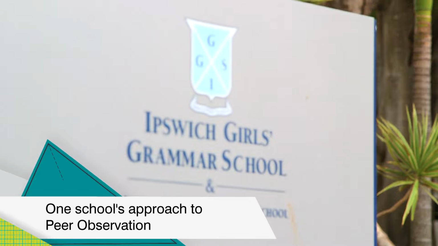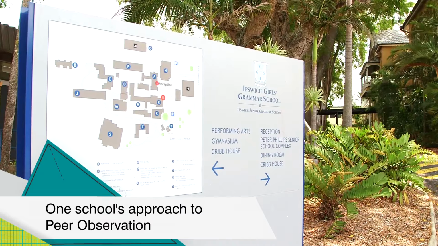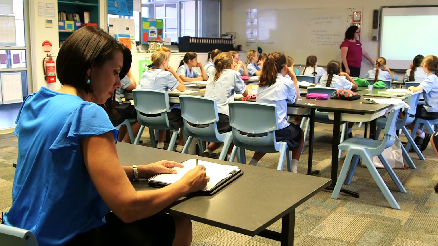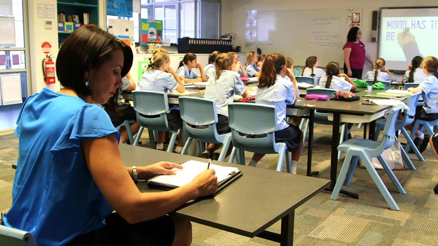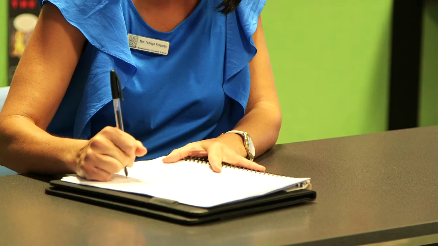Peer observation at Ipswich Girls Grammar School is the process whereby a teacher arranges to come in and spend some time in the classroom of another teacher, looking at the strategies that are used within the class. We have a specific focus in that we're looking at lesson structure and particularly the articulation of lesson objective.